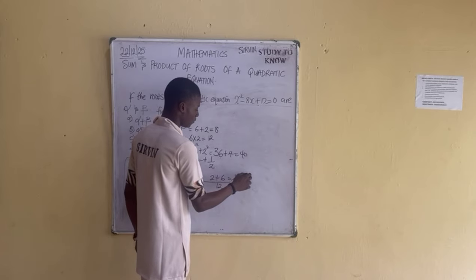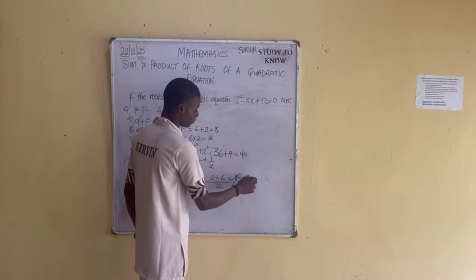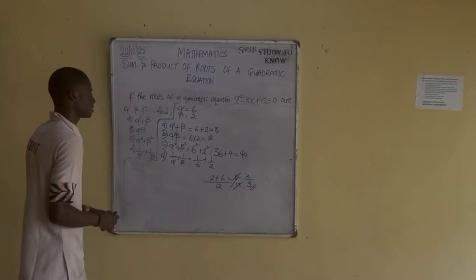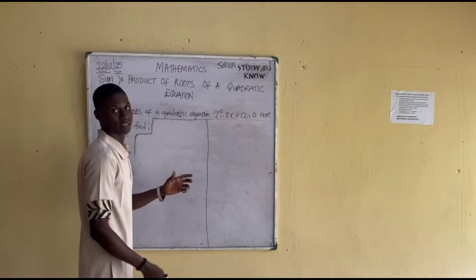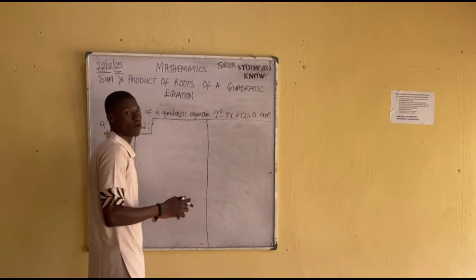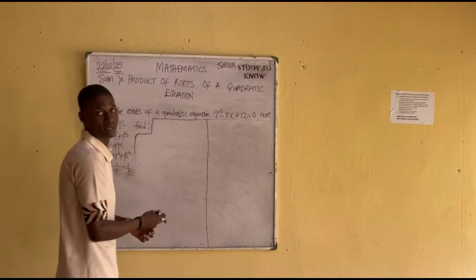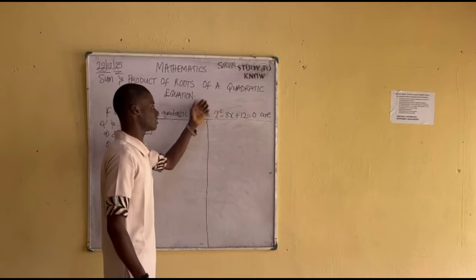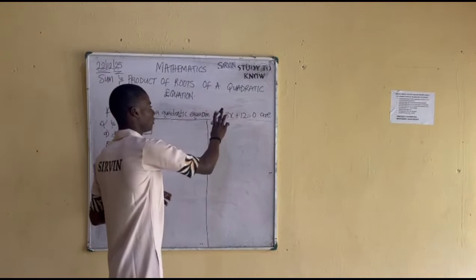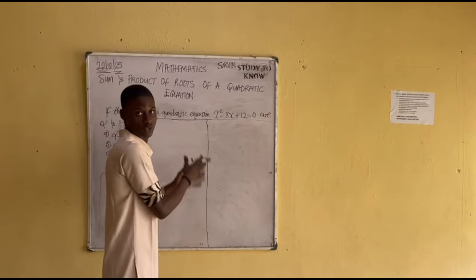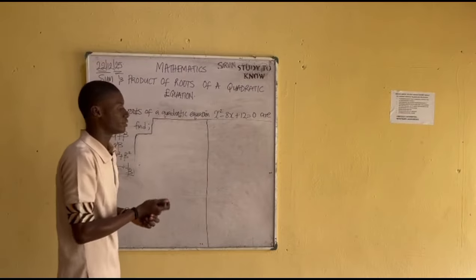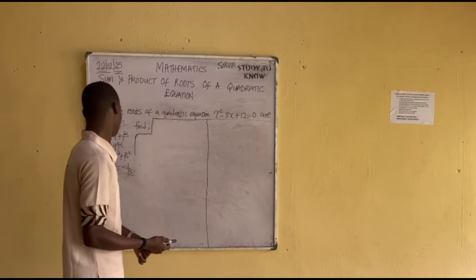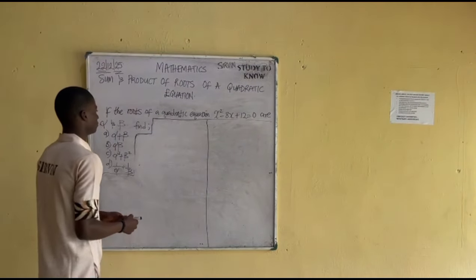4 can divide 8 to give you 2, and 4 can divide 12 to give you 3. So the answer is 2 over 3. Let's say another way, an alternative method to solve it. This one is used to solve it faster, you understand? Instead of getting the two values of the two roots of the equation, you can easily start solving by getting your A, B, and C. That's the only difference from this and the other one. You understand? So let's continue.